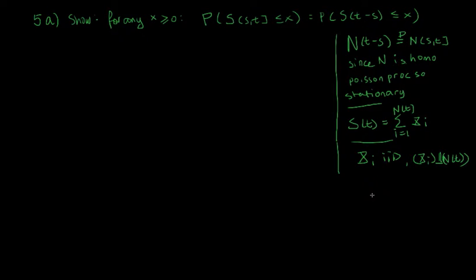Show 5a. Let us solve 5a by applying the first strategy. So show for any x greater than or equal to 0 that the total claim amount from time s to t has the same distribution function as the total claim amount from time 0 to t minus s.